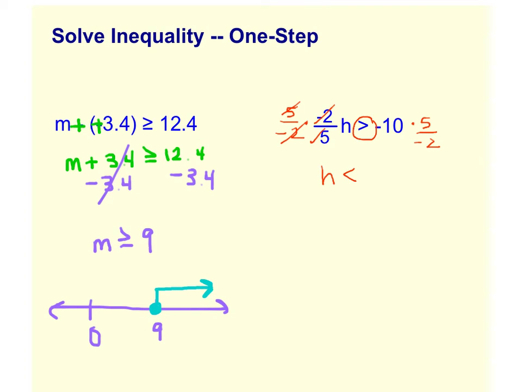And when we simplify negative 10 times 5 halves, we can go ahead and simplify. Negative 2 goes into negative 10 5 times, and then we're left with 5 times 5, which is 25. So h is less than 25.